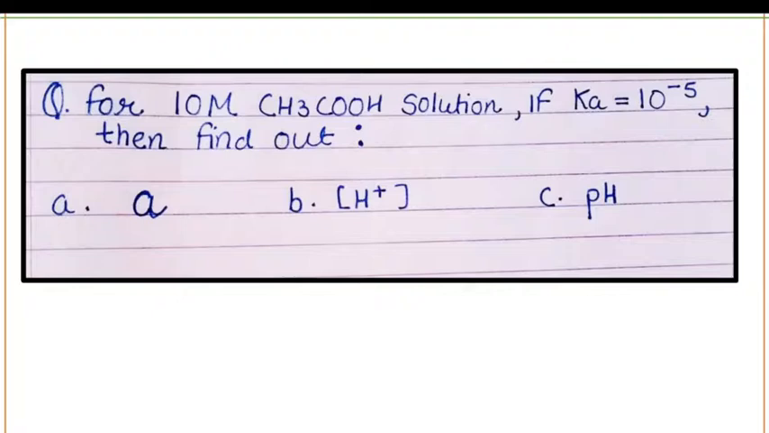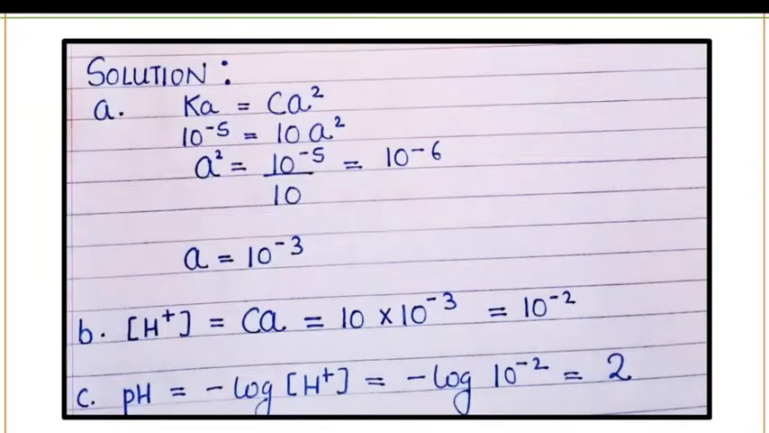You are given the value of concentration and the value of Ka. First of all, you need to calculate the value of alpha. You know it very well, Ka is equal to Cα². Put in the value for Ka, that is 10^-5. Concentration is given, that is 10, and now simply you can calculate the value for alpha, that is equal to 10^-3.